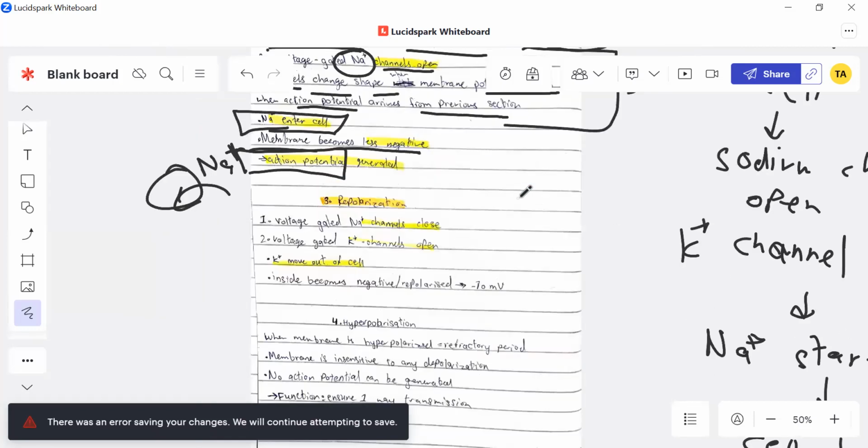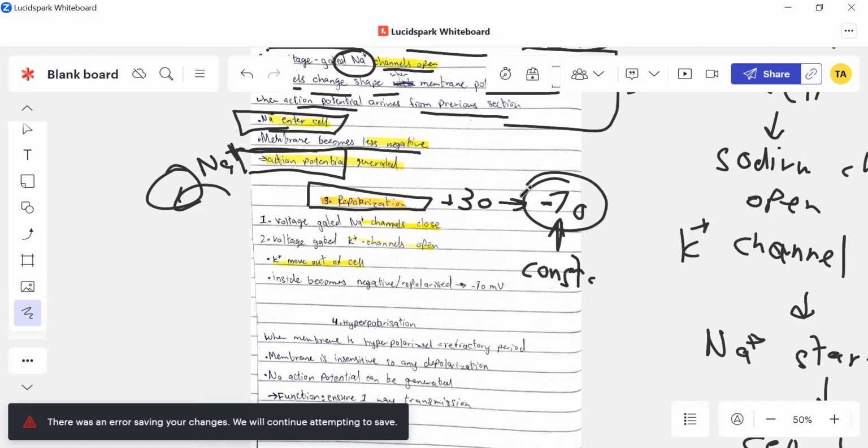There is another type of polarization called repolarization. Repolarization is when you go from positive 30 back to negative 70. So when the action potential is no longer needed, you want your cells to maintain that constant negative 70 charge. Because of this, repolarization happens. Repolarization is when the sodium channels close and the potassium channels open again.